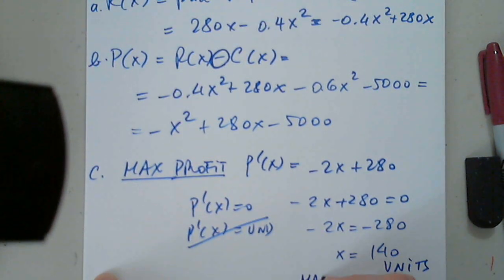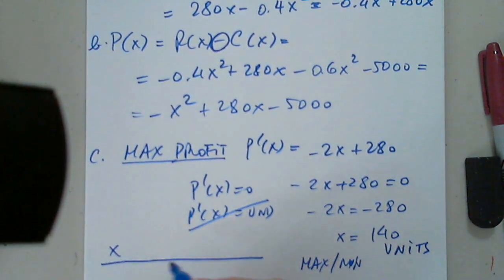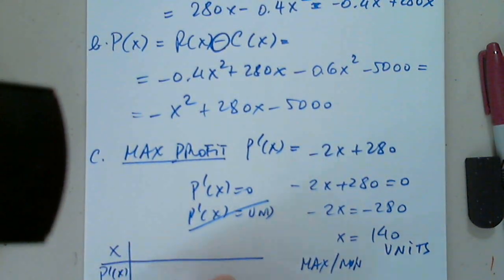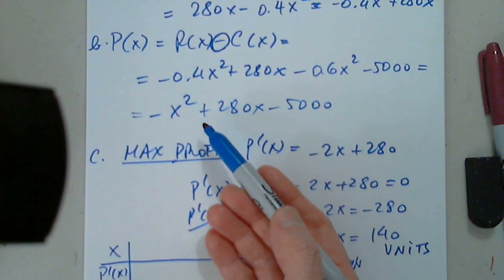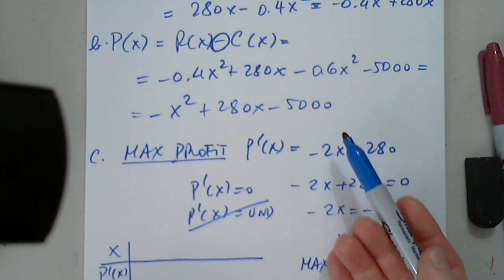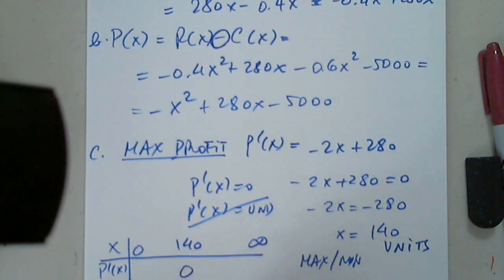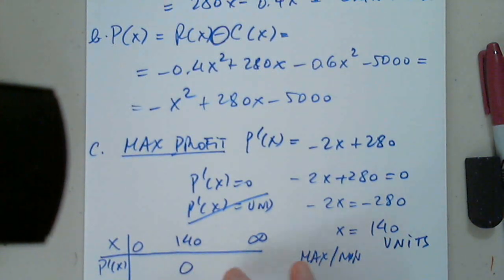Does this give a max or a min? Who knows? You have to study the sign. Brilliant. Thank you very much. So p prime of x, you can say, well, I know it's quadratic and it has a negative leading coefficient. True, but this is what we did in algebra. Now we have a powerful tool, which is the derivative. So 0, 140, infinity, which is not possible, but you know what I mean. So let's study the sign.